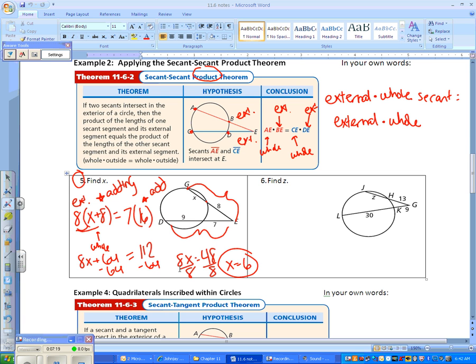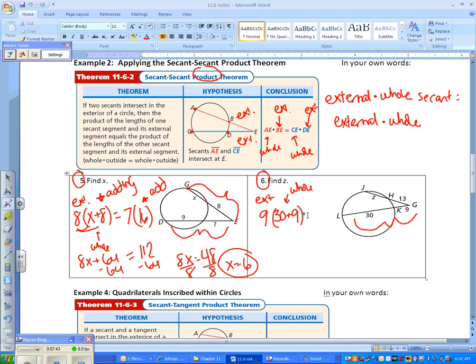All right, I know that one was a tricky one. So I'll do number 6 with you one more time. Okay, so find z. These are two secants. So I'm going to do this line first because I think it's easier. Remember, we take the external part first. So that's 9. We multiply it by the whole thing. Remember, we're going to add. So 30 plus 9. This is the whole thing.